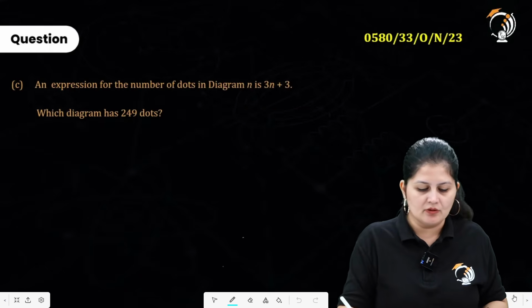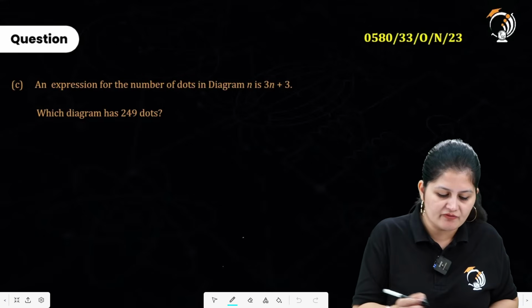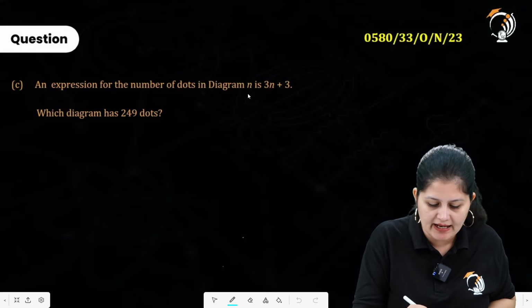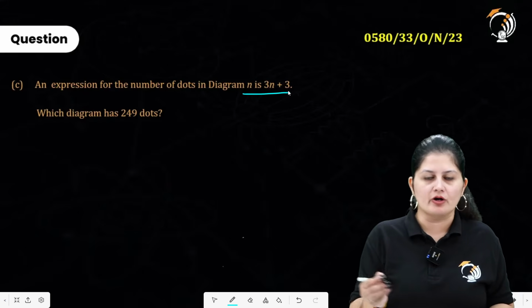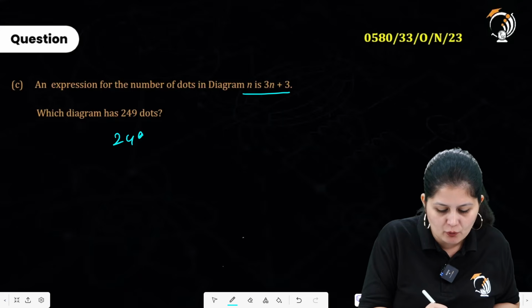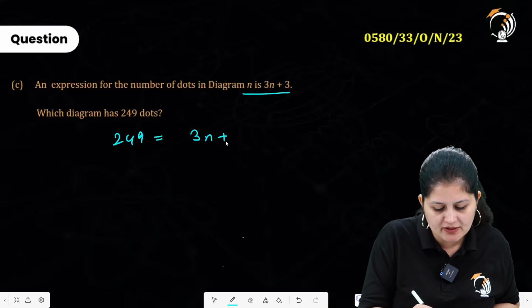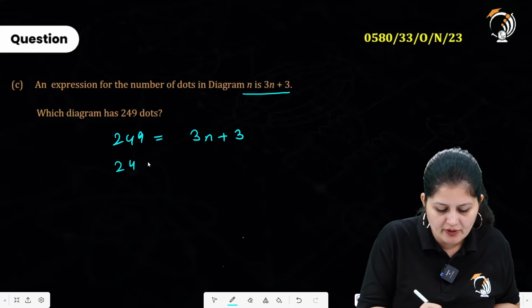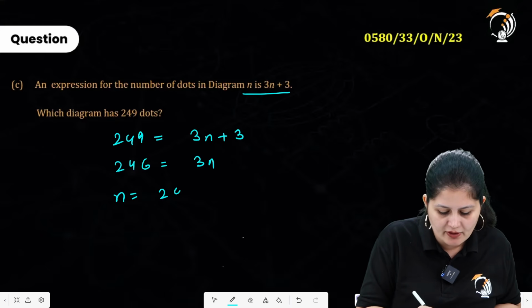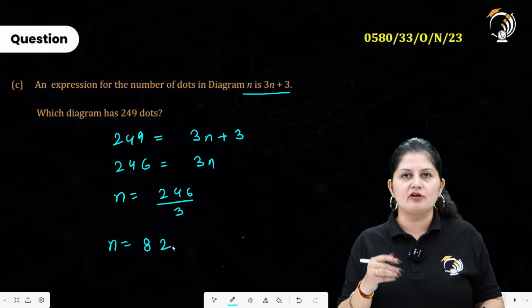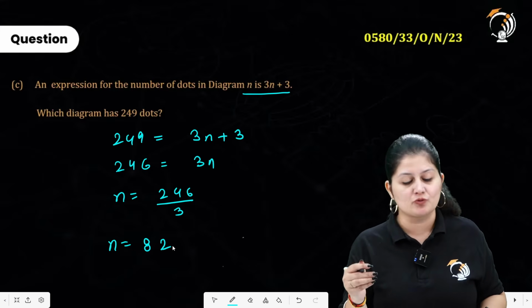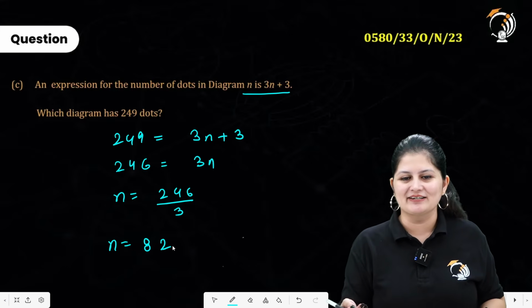Clear? Now, moving to the next sub part of the question, which says an expression for the number of dots in diagram n is equal to 3n plus 3, which diagram will have 249 dots? So that means we are going to equate 249 with 3n plus 3, right? So clearly we will be getting 246 is equal to 3n. So we will be getting n is equal to 246 over 3, which is nothing but 82. So the 82nd diagram will have 249 dots. Is that clear?